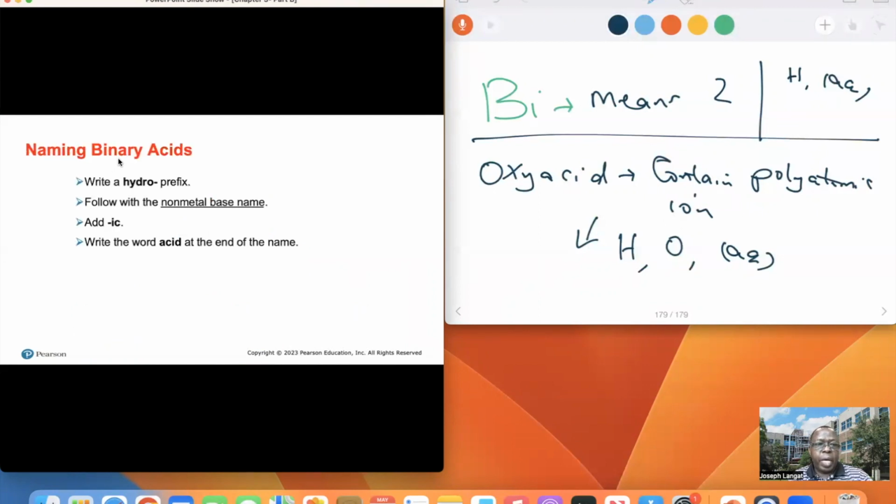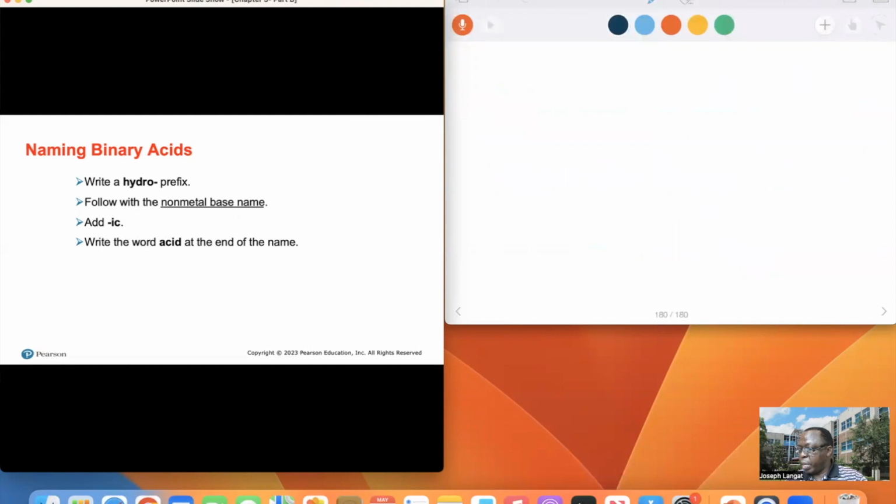Naming of binary acids, that means they have two elements, hydrogen and a non-metal. We use the word hydro, and then we change the ending to ic, following the non-metal base name. Write the word acid at the end. So you must write the word at the end. So for binary, you see this is HCl, this is hydro. Look at how we write that: hydrochloric, and then the word acid.